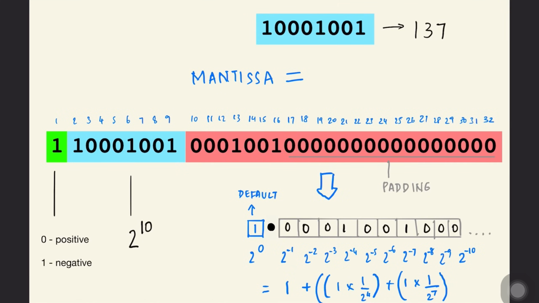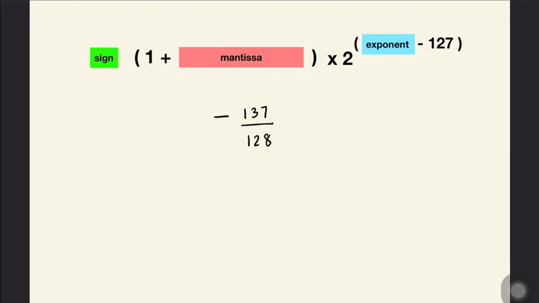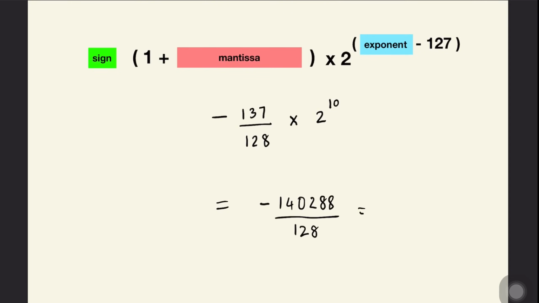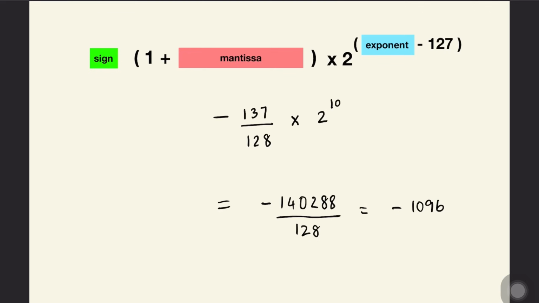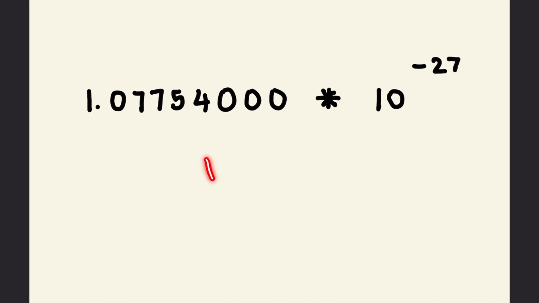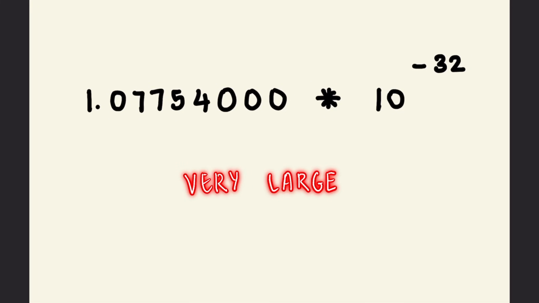Here we can see our Mantissa is 137 by 128. Now that we have all our three parts, let's put them in the equation and get our decimal value. By working all the parts, we get our final value, which is this decimal value. The most vital point to note here is that no matter what the Mantissa is, we can vary the exponents to get a very small or very large number.